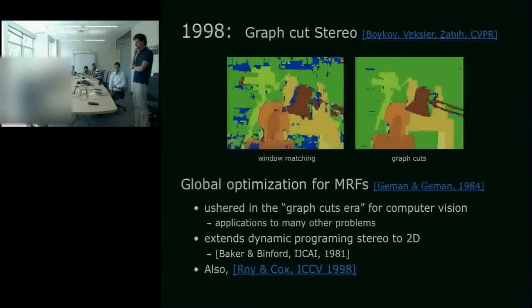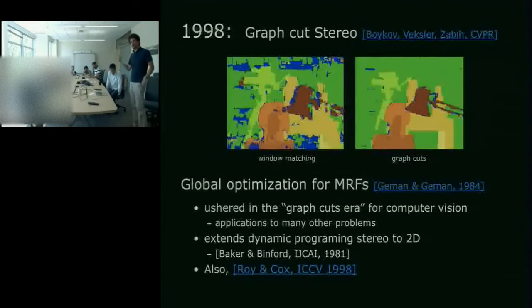So on the left, you see window-based matching. These are depth maps, which correspond to the depth of points in the image. On the left is more or less a state-of-the-art algorithm at the time from '98, although it's not quite fair. There are better algorithms that they could have used, but this is a kind of simple method. And on the right is the graph cut result, which is much higher quality.